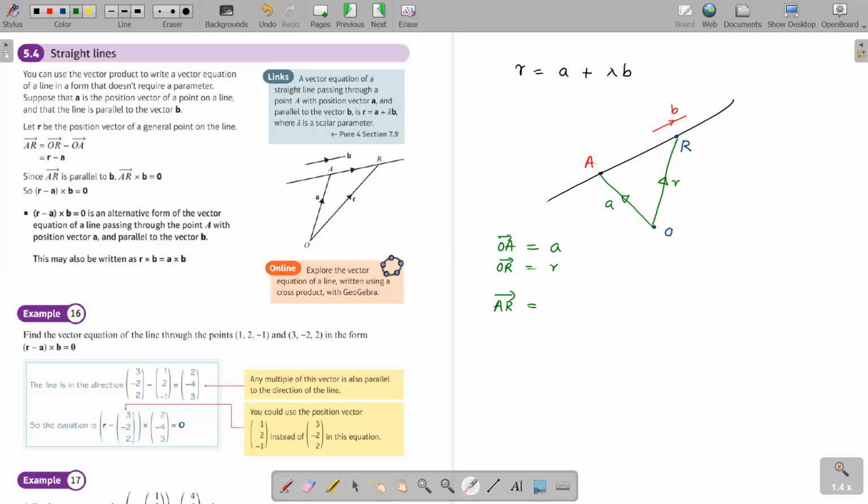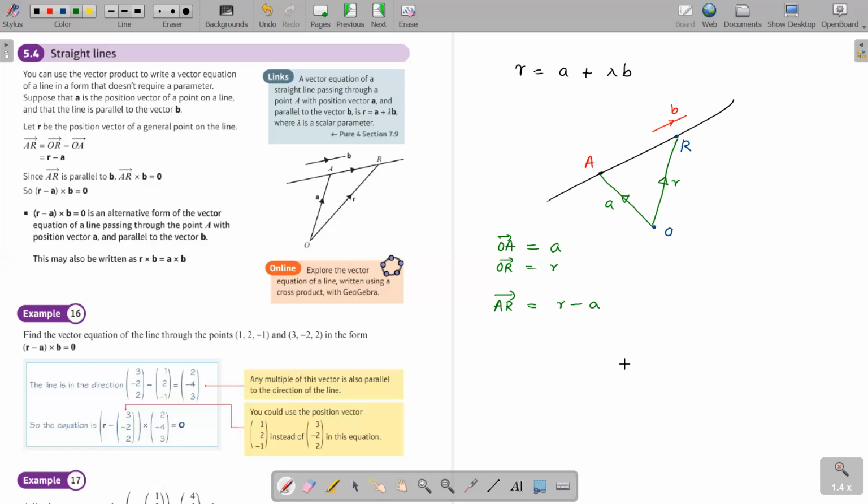How do we write the vector AR? AR is a direction vector, right? So how do I go from A to R? We can go from A to O, then O to R, which means minus OA plus OR, or basically r minus a. That's how we write it, isn't it? The vector AR is r minus a.